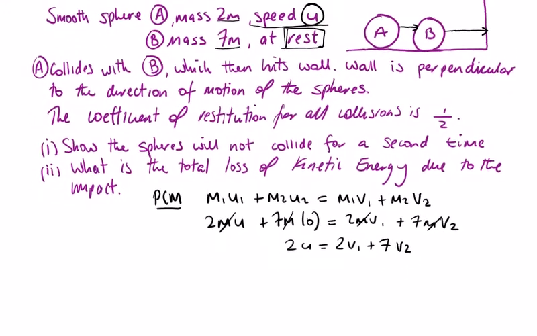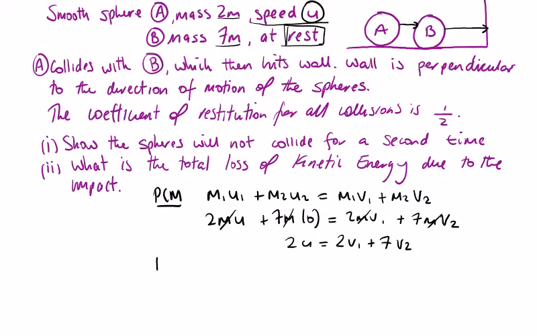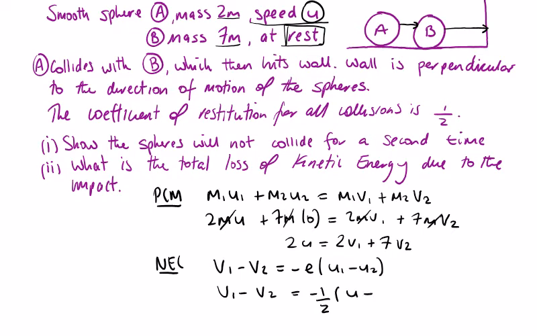7v2. If we apply Newton's experimental law, v1 minus v2 is equal to minus e times u1 minus u2. If you want to write it like that in the first step, you can. So v1 minus v2 is equal to minus 1/2 by u1 minus u2, which was u minus 0. So we get 2v1 minus 2v2 is equal to minus u.